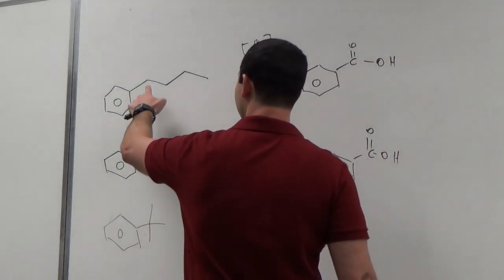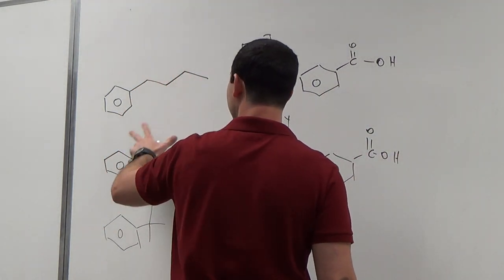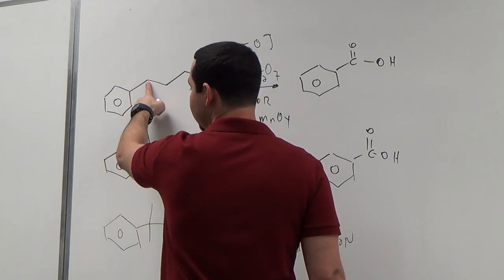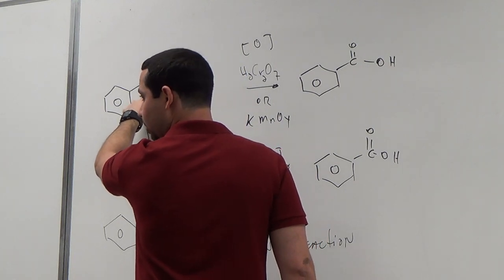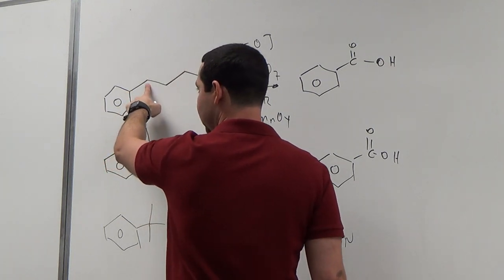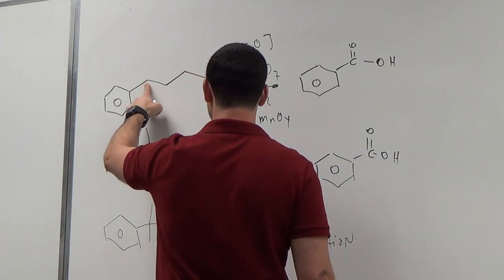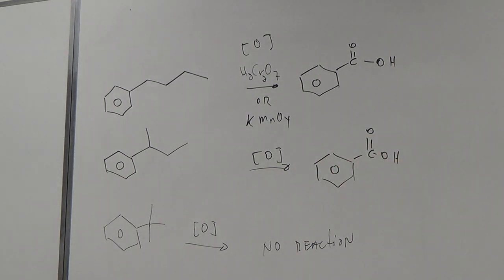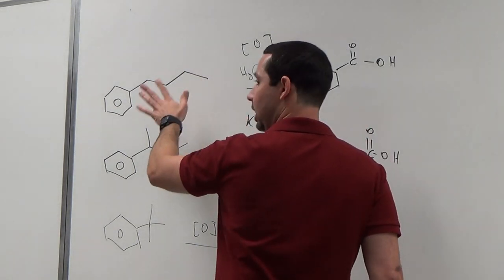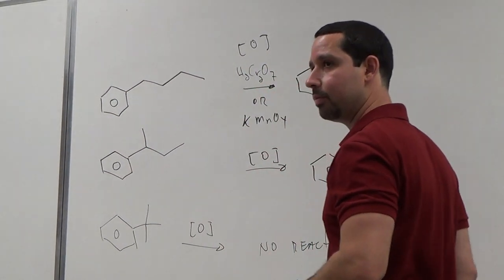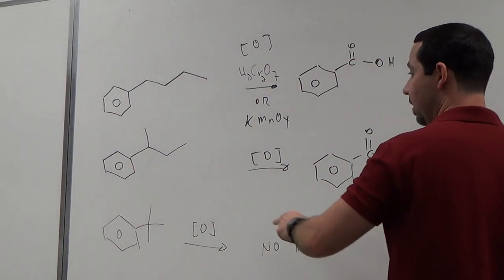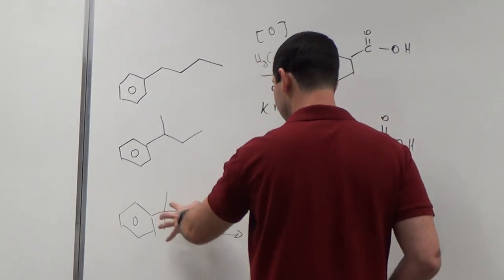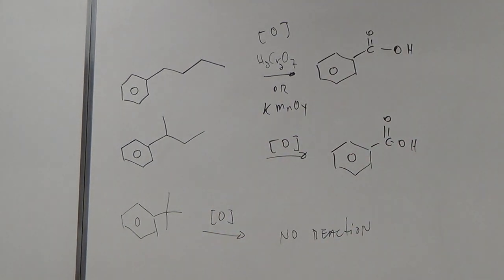All of these here, it doesn't matter how long the chain is. All that matters is this carbon here, in the benzylic position, alpha to this benzene ring. If it has hydrogens, it will be oxidized by either chromic acid or potassium permanganate too. They're all the same. So it doesn't really matter if you have 5 or 10, they're going to get cut. If it has no alpha hydrogens like this one, if it has no hydrogens here in the benzylic position, there will be no reaction.